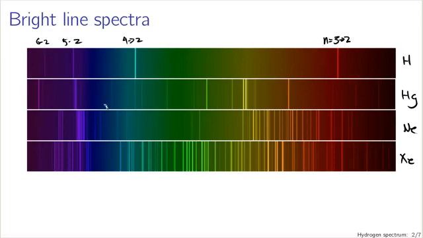When you work with more complicated atoms with more electrons, you have far more complicated behavior, and this is unfortunately something that quantum mechanics still really cannot predict well.